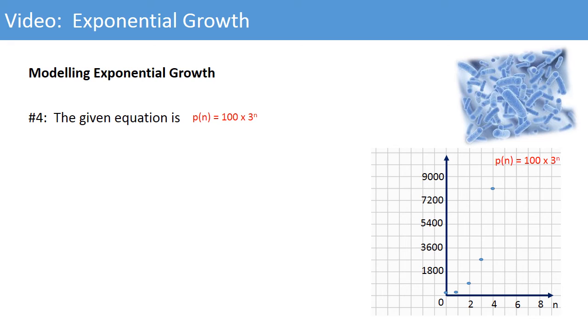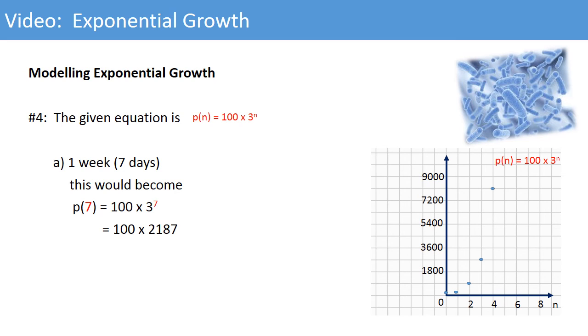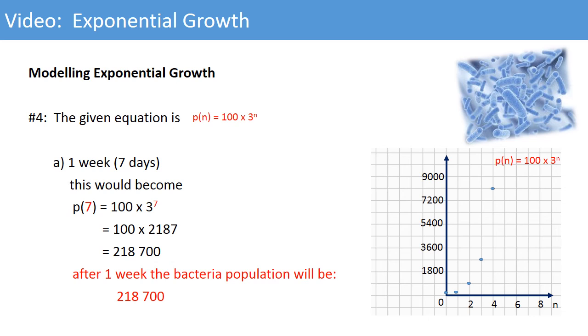The given equation is P of n equals 100 times 3 to the exponent n. At 1 week, which is 7 days, this would become P of 7 equals 100 times 3 to the exponent 7. We replace the n by the numeric value 7. From there, we solve: equals 100 times 2187, which would be 218,700. After 1 week, the bacteria population will be 218,700.